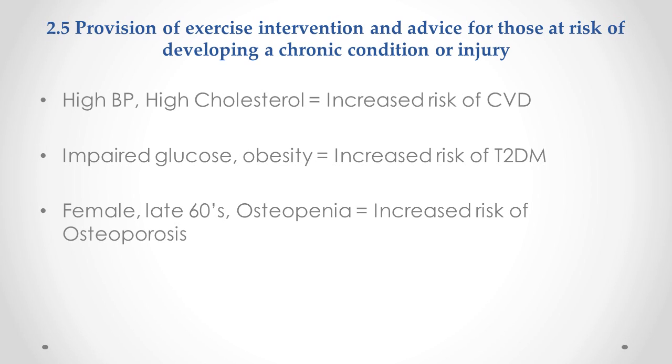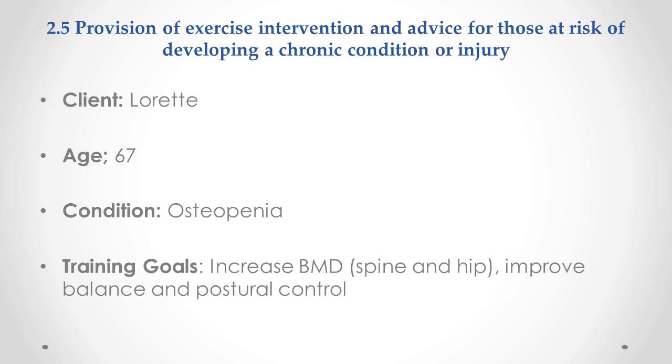One client in particular had high blood pressure and high cholesterol and therefore was at an increased risk of developing cardiovascular disease. Another client had impaired glucose and obesity and was at risk of developing type 2 diabetes. And another client was a female in her late 60s who had osteopenia and was therefore at an increased risk of developing osteoporosis. For the purpose of this artifact, we will use the client who had osteopenia.